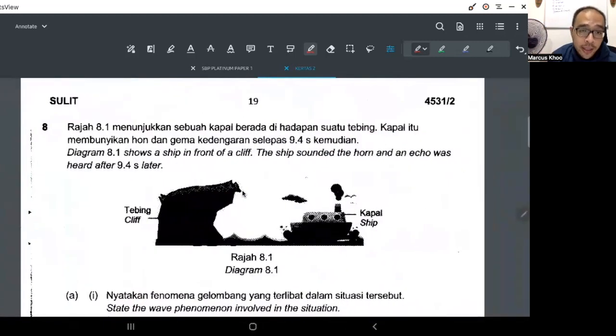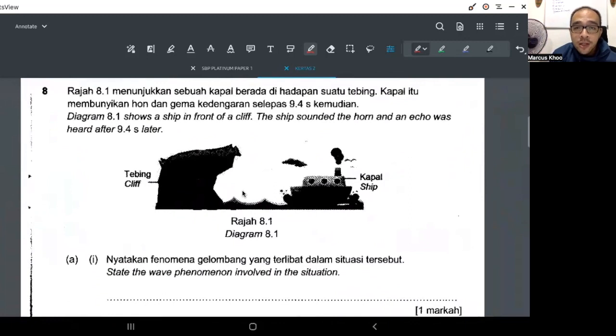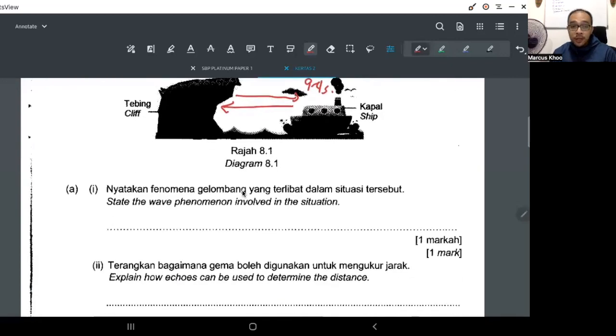Okay, last question. Diagram 8.1 shows a ship in front of a cliff. What is the ship doing in front of a cliff? The ship sounded the horn and the echo was heard 9.4 seconds later. Okay, so horn, and then after 9.4 seconds later, dia dengar balik. Okay, wow. So state the wave phenomena involved in the situation. Okay, so this will be reflection.